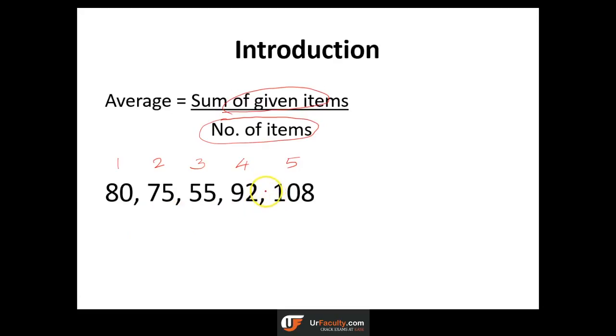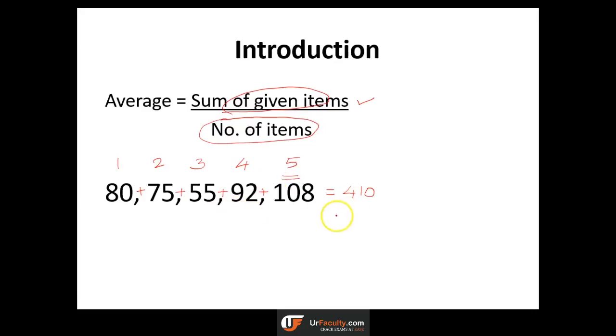The step is simple. The first step is the sum of given items. How do you arrive at that? We just need to do 80 plus 75 plus 55 plus 92 plus 108. And what is that? This is equal to 410. And how many items do we have here? We know that it is 5.